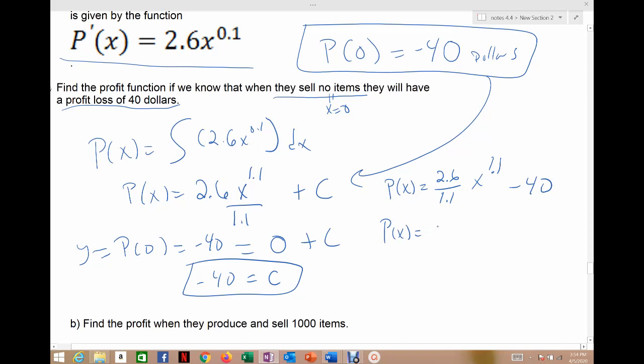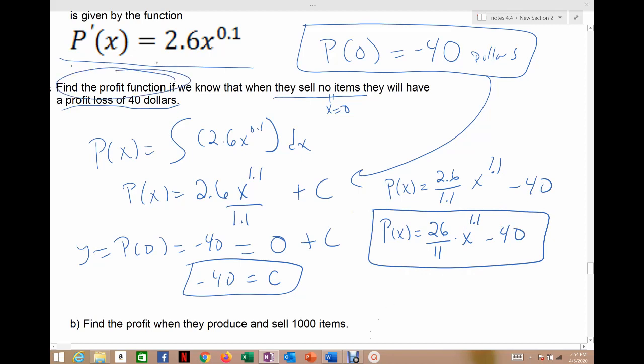Again, it's more proper to write it as the fraction 26 over 11, x raised to the 1.1 minus 40. All right, and like I said, that's just more proper to write my profit equation. All right, so there's the answer. There's my profit function that has this derivative. If I took the derivative of that function, it would come out 2.6x to the 0.1.